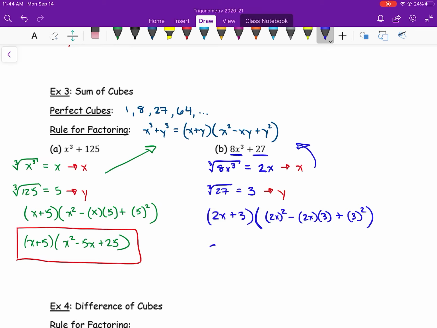Now simplify this row. First binomial doesn't need anything. 2x squared is 2x times 2x, which gives us 4x squared. 2x times 3 is 6x. 3 squared is 9. Alright, so if you see these, you got these nice rules. Copy them down somewhere so you have them.